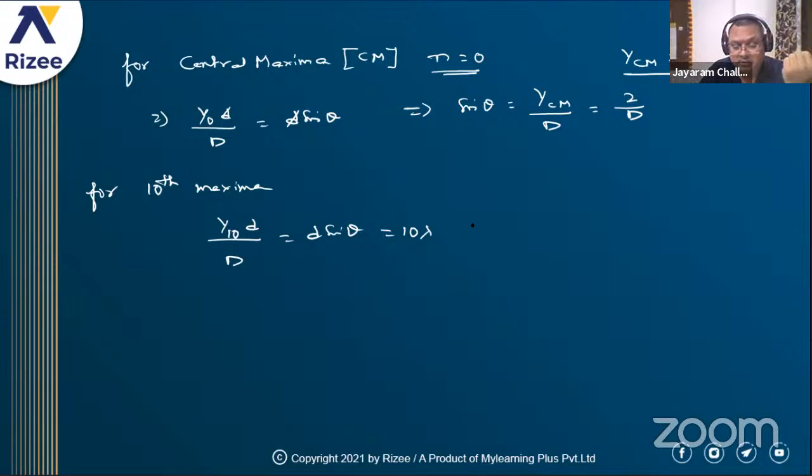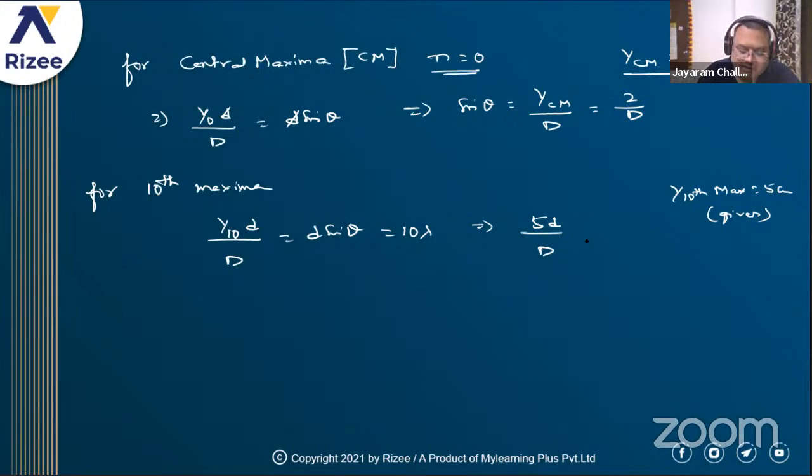So that means this can be written as n. So in this sense, this is 5 into capital D by small d, which is 5 centimeters. This is given, y of the 10th maxima is equal to 5 centimeters. This is given in the question.